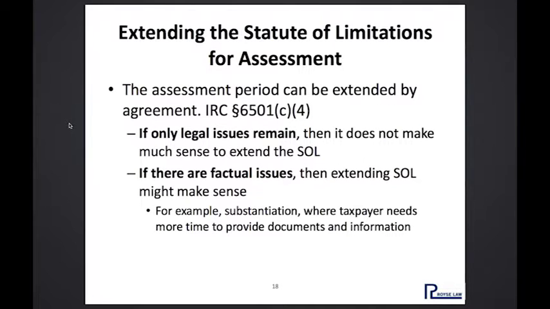Now, the assessment period can be extended by agreement between the taxpayer and the IRS. If only legal issues remain in dispute, then to me, it doesn't make much sense to extend the statute of limitations. However, if there are factual issues, for example, substantiation issues, then extending the statute of limitations might make sense. That's so the taxpayer would have time to gather the documentation and information needed to substantiate, for example, the expense, to show the receipts. The taxpayer would need time for that. And if you need the time for that, then maybe the extension makes sense.